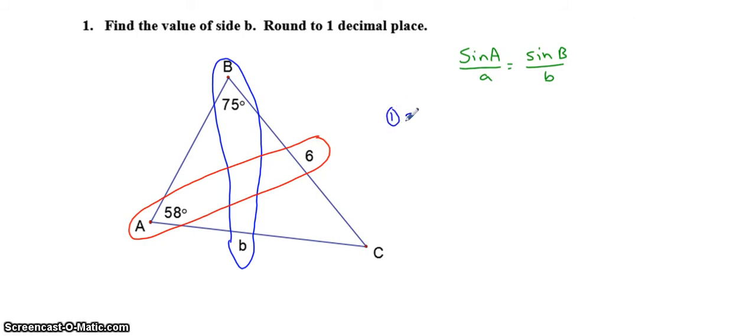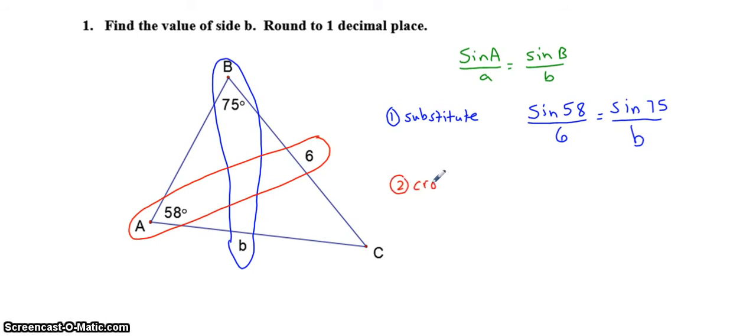The first step is to substitute. So angle A is 58. Side A is the one across from it, which is 6. Angle B is 75. And side B is the one opposite it, and that's what we're solving for. The second step is to cross multiply. So you get sine 58 times B is equal to sine 75 times 6.